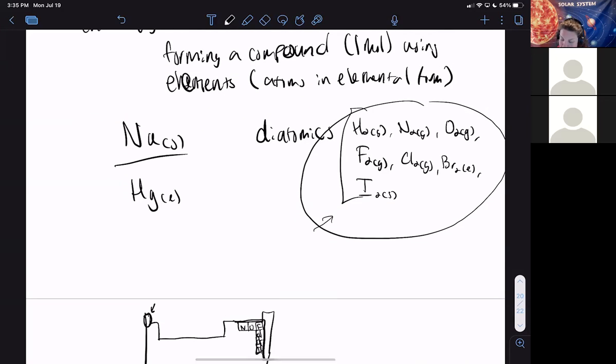So any of your metals, with the exception of mercury, are going to be in the solid form. Any of your metalloids are going to be solid. And then you've got your gases: nitrogen, oxygen, fluorine, chlorine, noble gases, and hydrogen are going to be your gases. Bromine is your liquid, and then all the rest of them are solids.